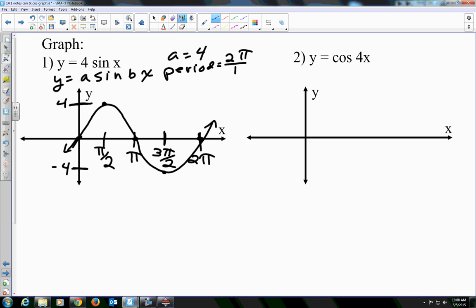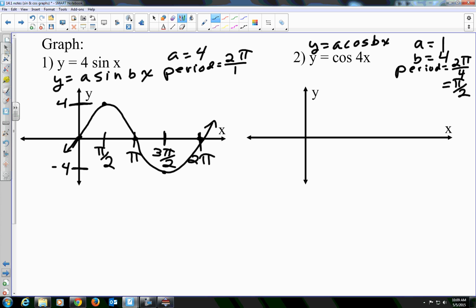Last one. This time we're going to play with the period instead of the amplitude. So when I say y equals cosine 4x, think about y equals a cosine bx. So here, what's my a equal to? 1. So that's not going to change. Now here, my b is 4. So my period is 2 pi over 4. So if I simplify that, that's going to be pi over 2. So my period is going to be pi over 2.